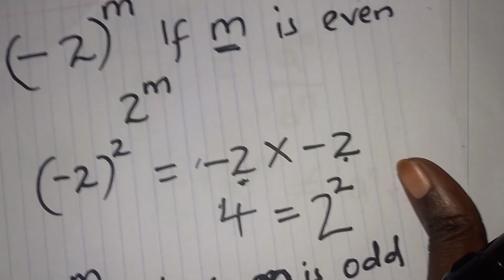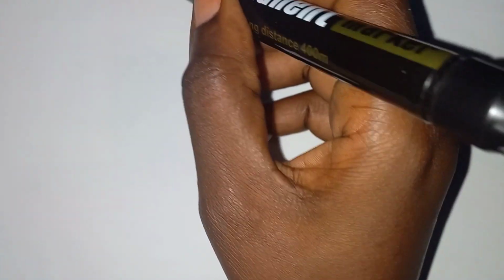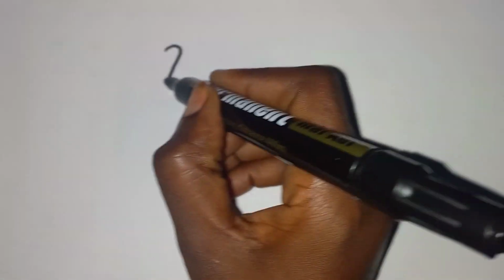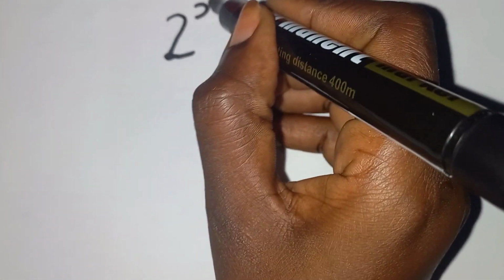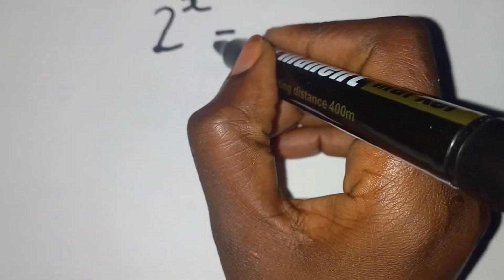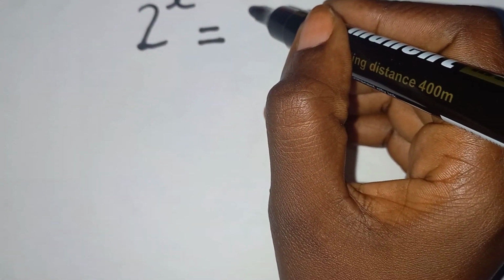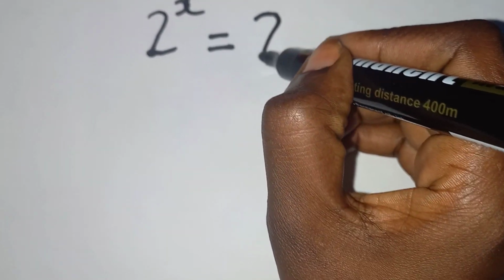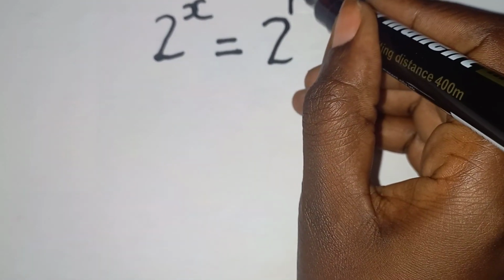So let us look at a few examples. In these cases, let's look at a few examples that we can solve here. Let's look at this. If you're given 2 raised to power x is equal to 2 raised to power 12.